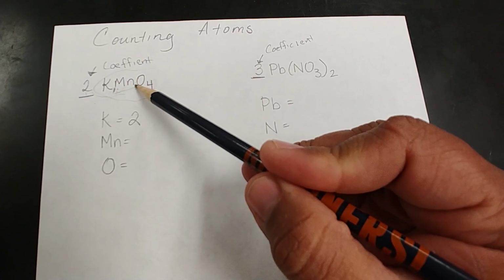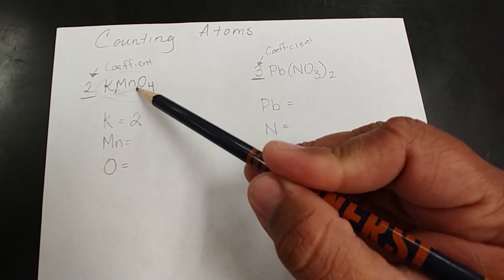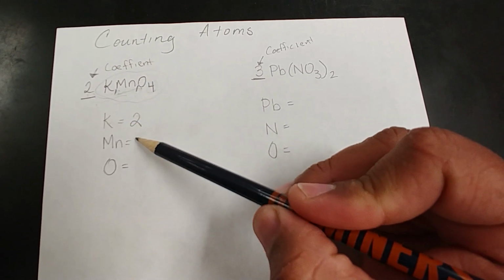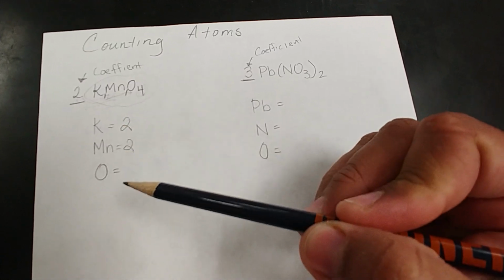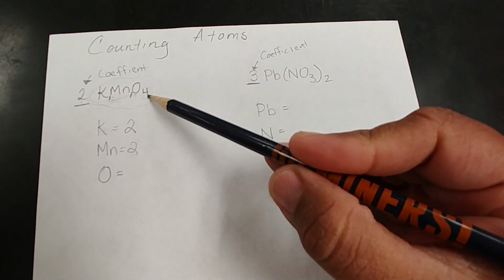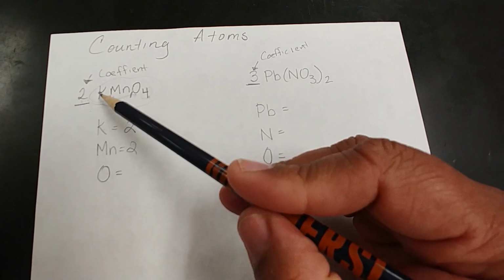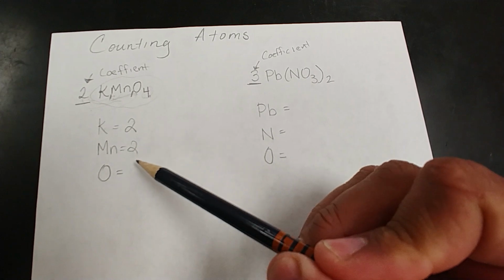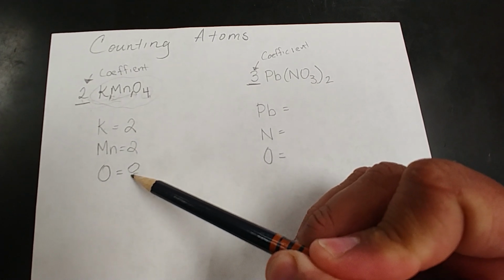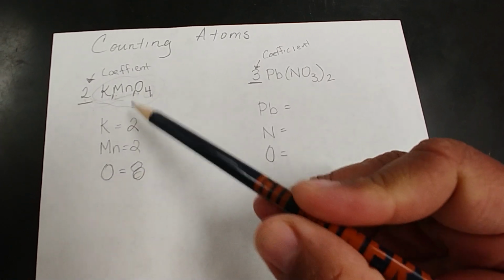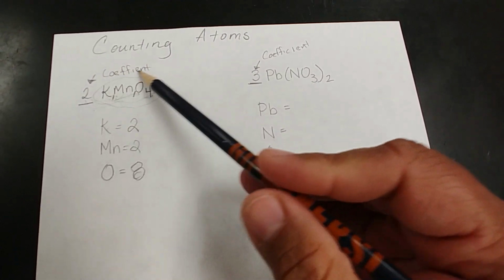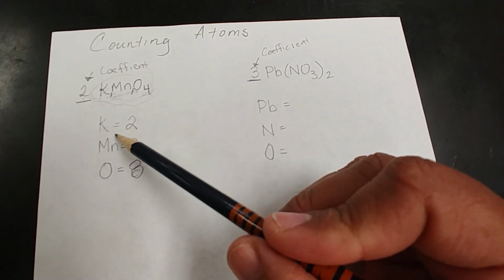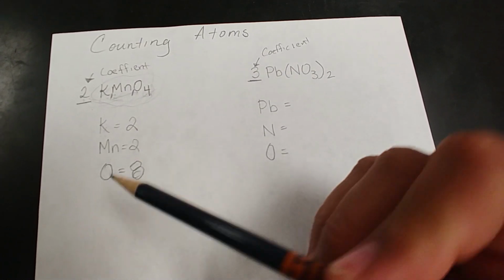Okay, the manganese, it's the same thing. There's not a number there, so it's understood as 1. So then this 2 multiplies with this 1 to make it a 2. So 2 atoms of manganese. And now this oxygen happens to have a subscript. So then this 2 is going to multiply with this 4. 2 times 4 makes 8. So that gives us 8 atoms of oxygen. So now if we look at everything we have in this compound, we have 2 atoms of potassium, 2 of manganese, and 8 of oxygen.